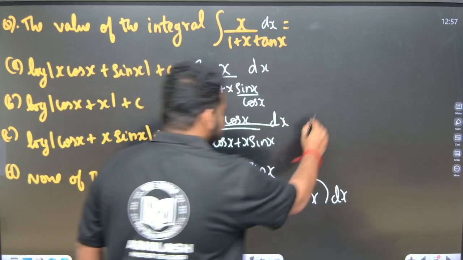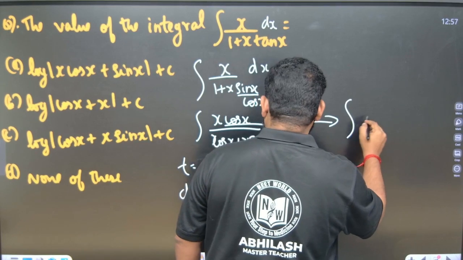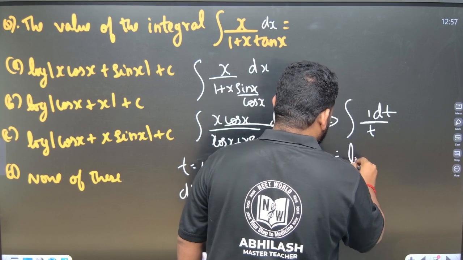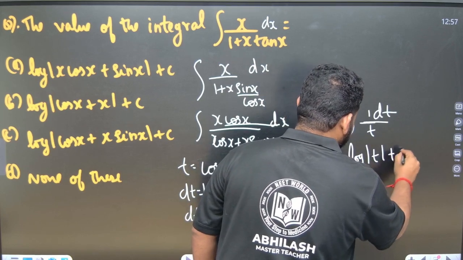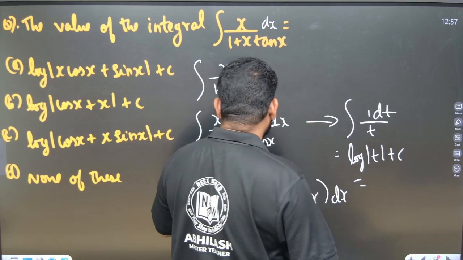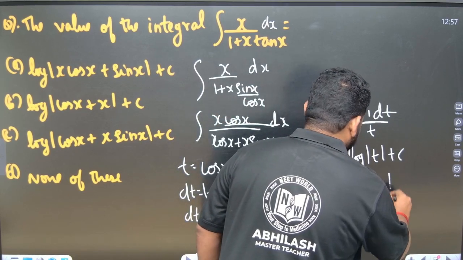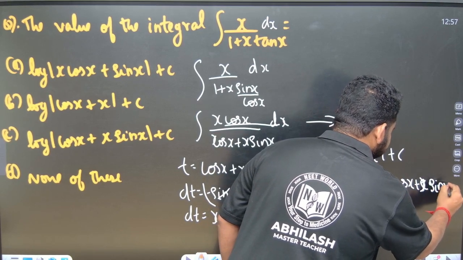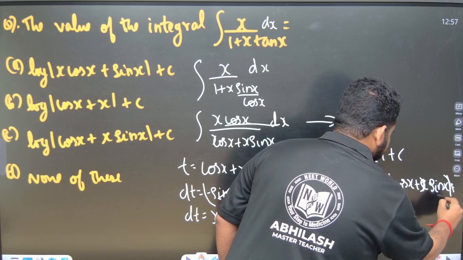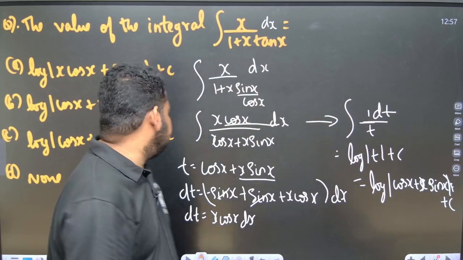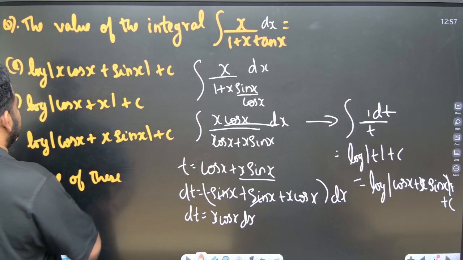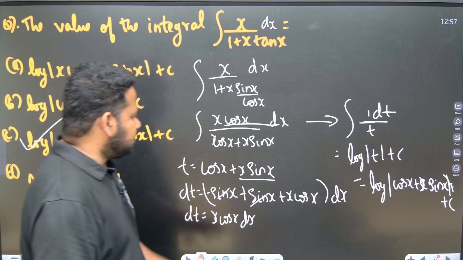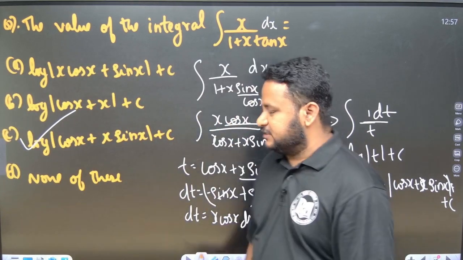that is nothing but whatever is in the numerator. So, this integral will turn into integral of dt by t, that is nothing but log of mod t plus c. T is nothing but whatever is in the denominator. So, log of cos x plus x sin x plus c. Whatever is in the denominator, that is option C, friends, that is option C.